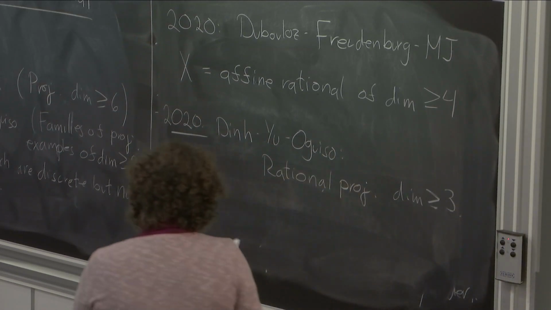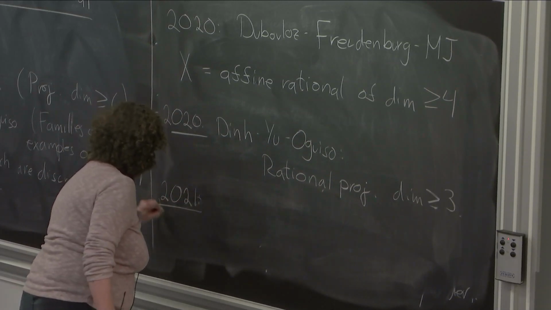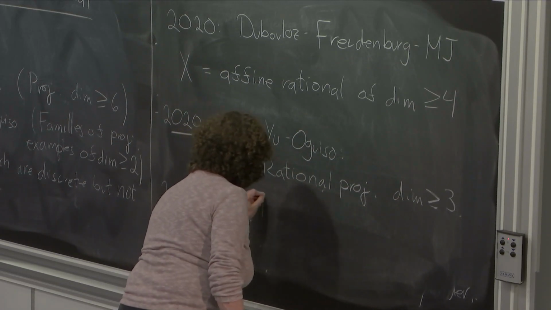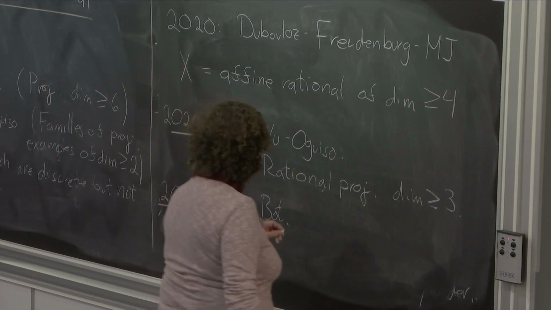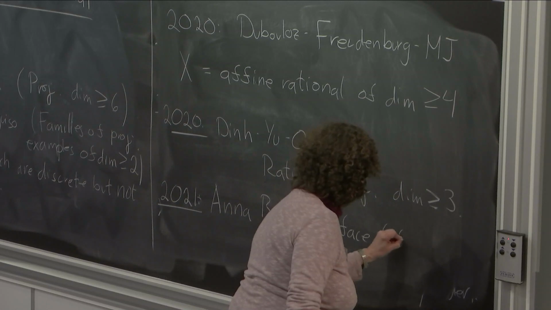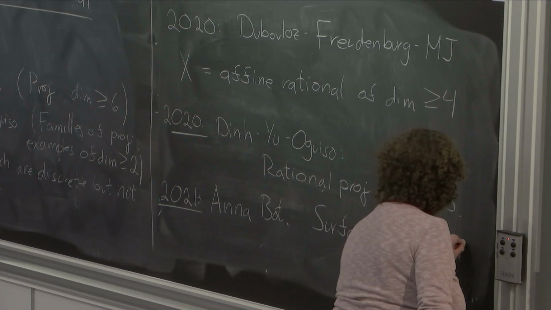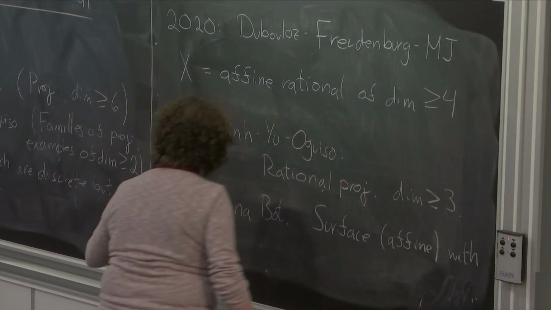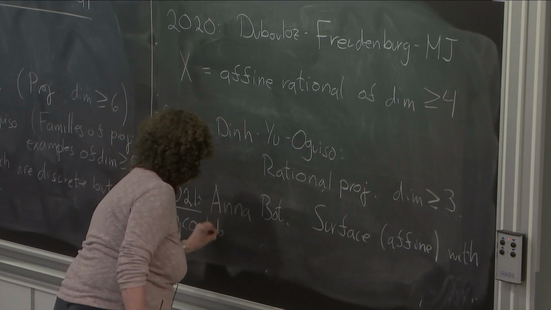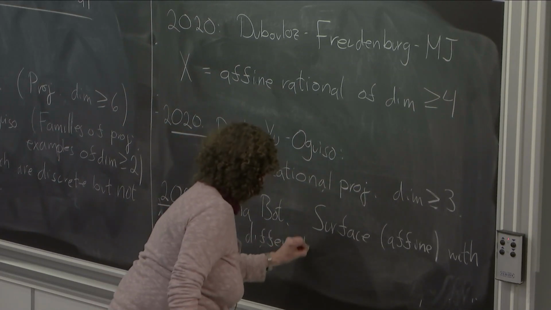And the nicest result we have now, 2029, is of Anabot, who gave a surface. It's an affine surface with uncountably many different real structures.